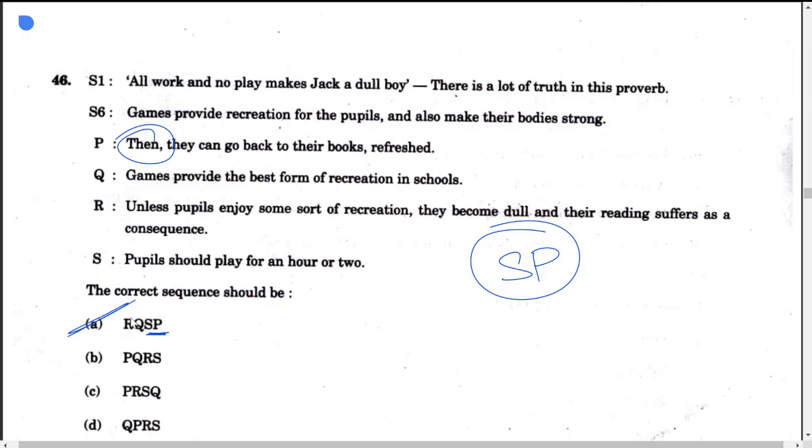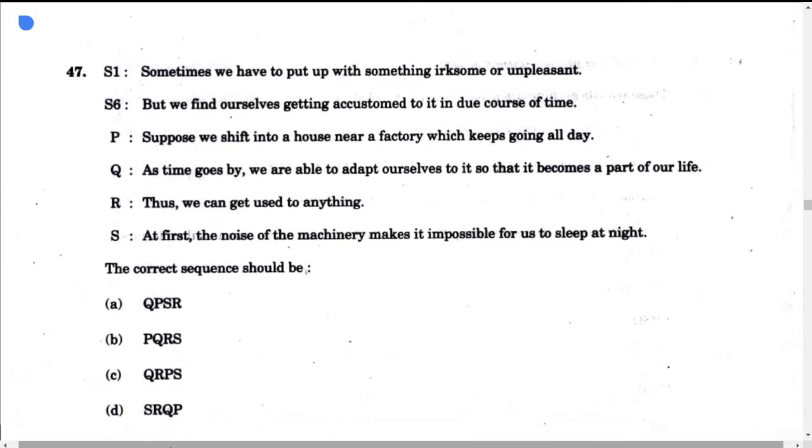SNP nowhere. So only A is your answer. Pupil should play for an hour or two. Then pupil, in the sense pupils. So A you can use. That is a shortcut. Next.